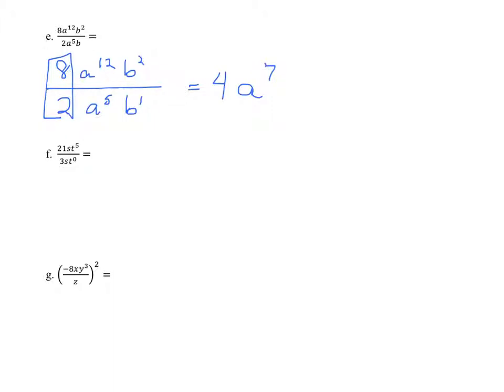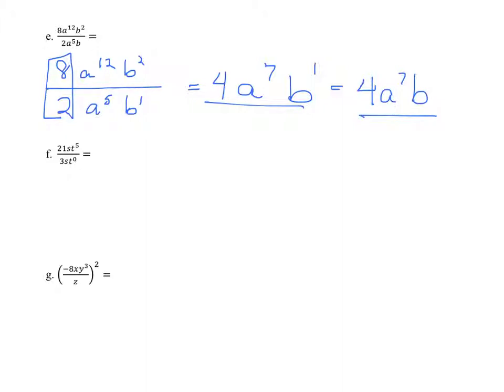A little bit more intense here. I just divide 8 divided by 2 normally. 12 take away 5 is going to be a to the 7th. 2 take away 1 will give me b to the 1st. So you can write it as 4a to the 7th b. Either way you put it in, it'll take it.